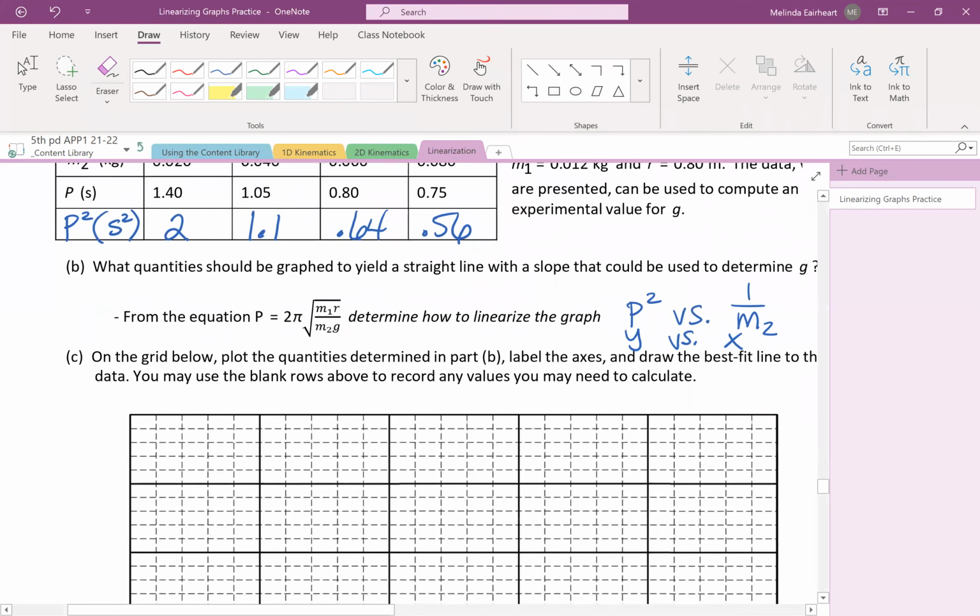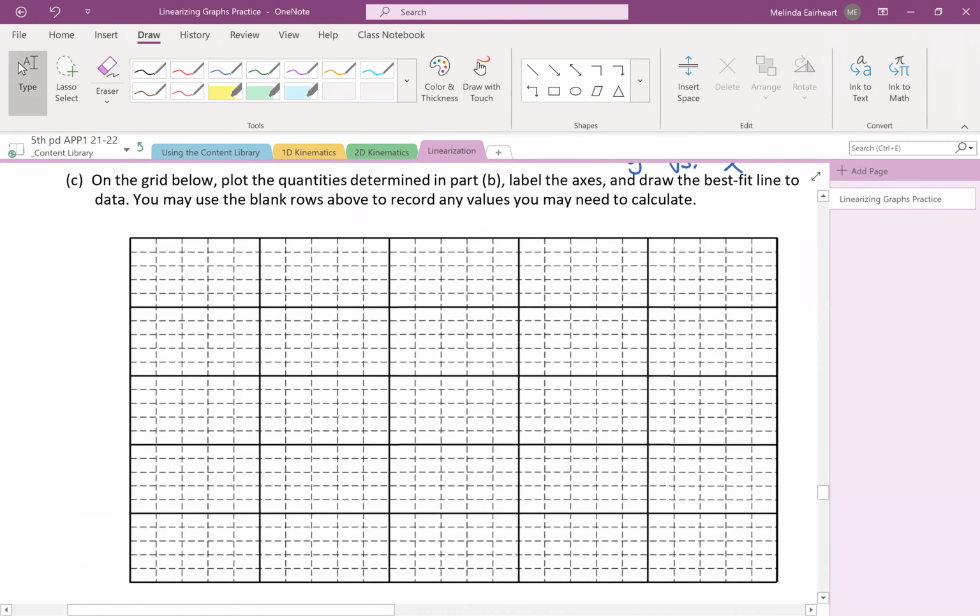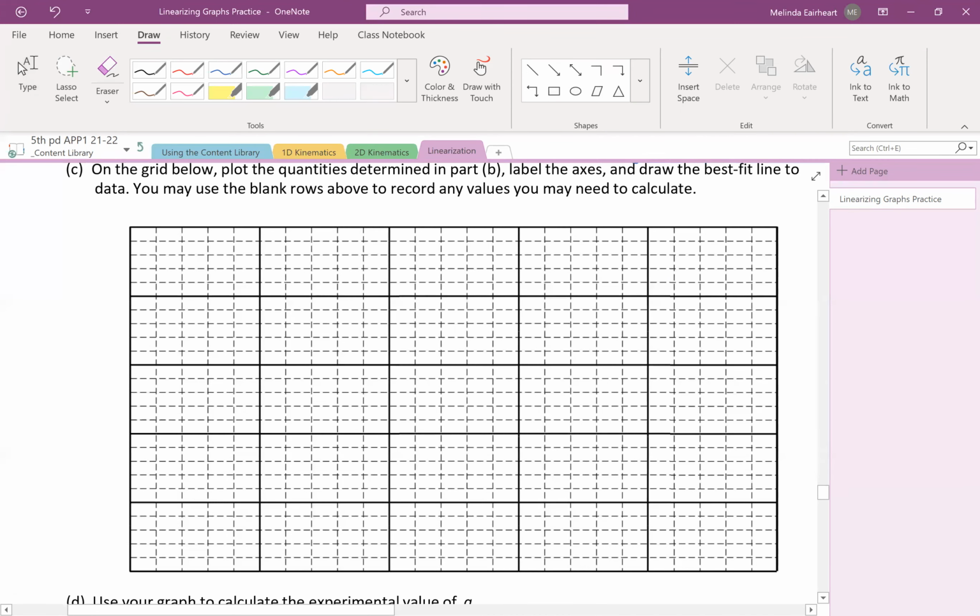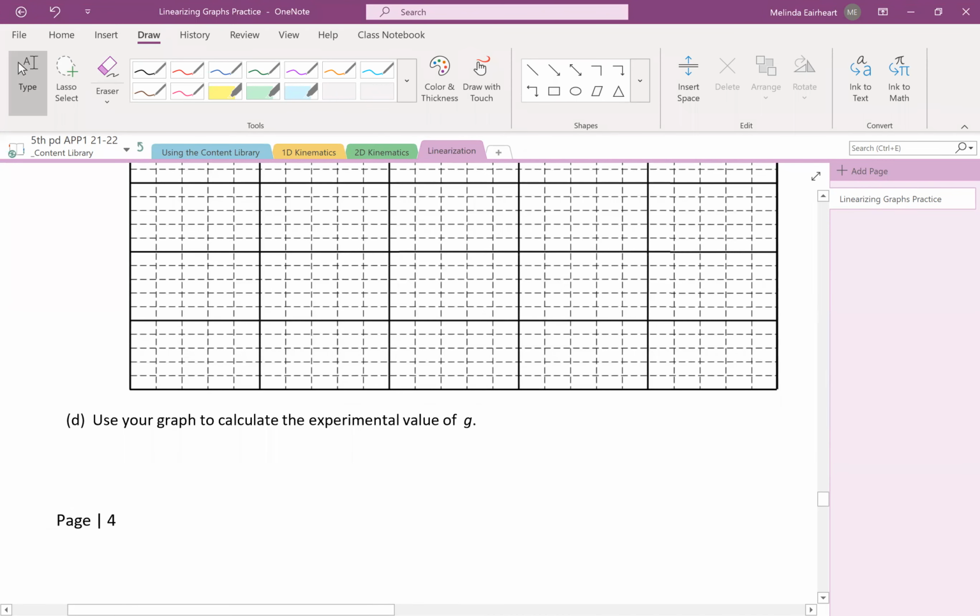All right. On the grid below, plot the quantities that we determined, label the axis, draw the best fit line. Remember, do we play connect the dots? No. Ruler ID, I'm going to use the line tool here in OneNote to get my best fit line. And then we already used the blank rows to record any values. And then the last thing, use our graph, hint, hint, use the slope to calculate the experimental value of G.